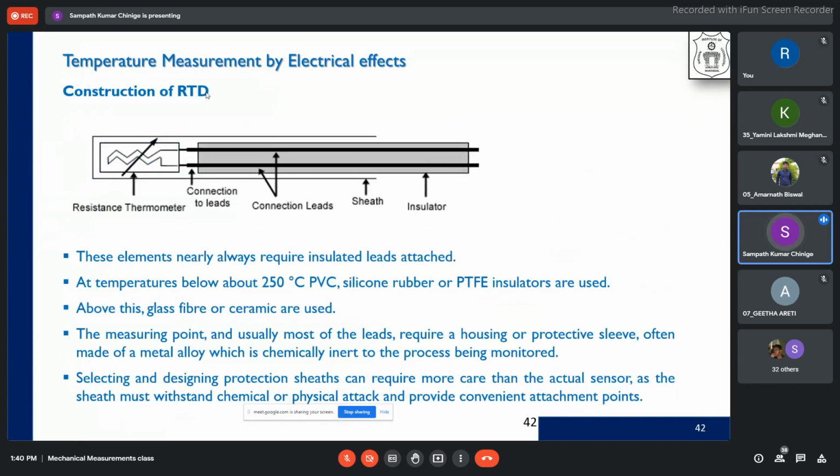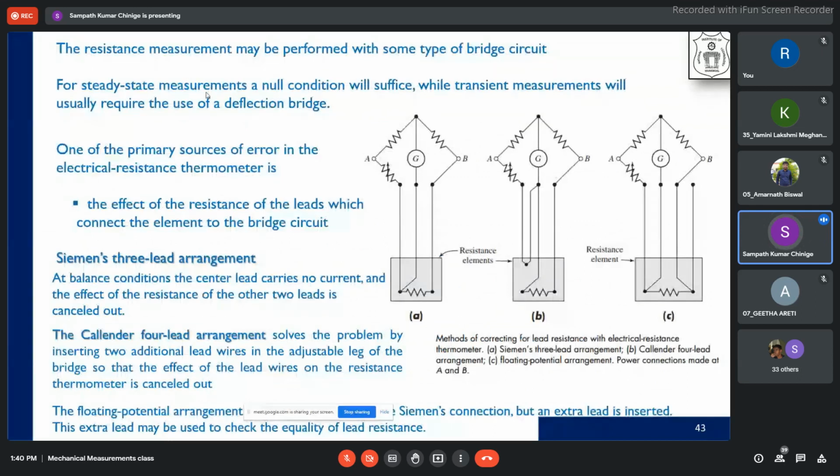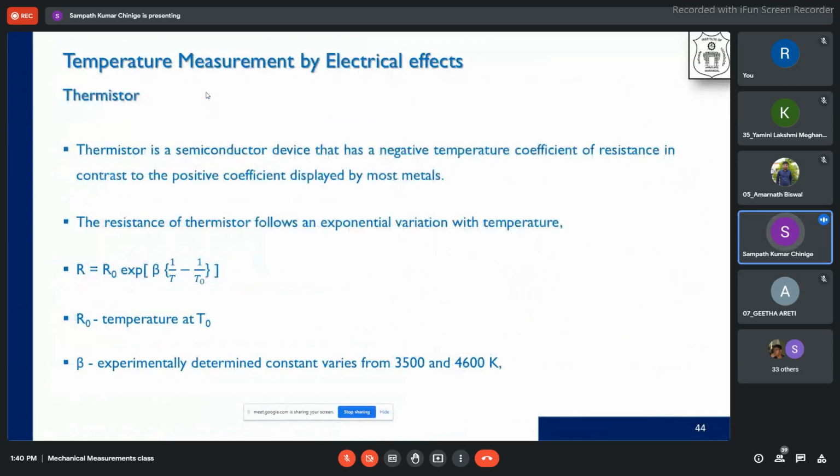Then the basic construction of an RTD we have looked at. And after that, the corrections, the 3-lead arrangement or the 4-lead arrangement to compensate for the temperatures, how we are actually addressing that, we have looked at it. And then finally, we looked at thermistors. I hope thermistors are also completed, correct?